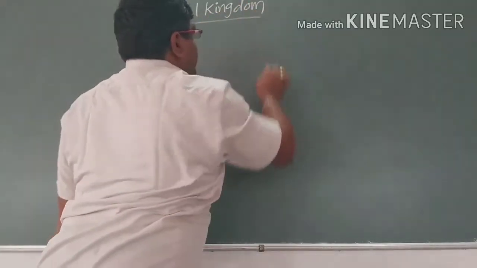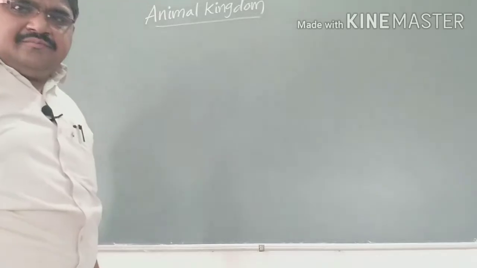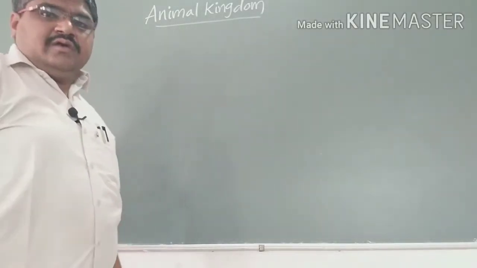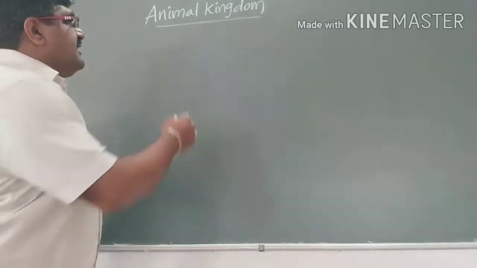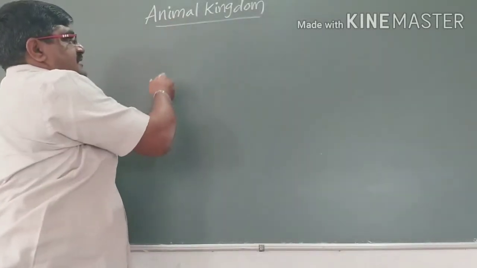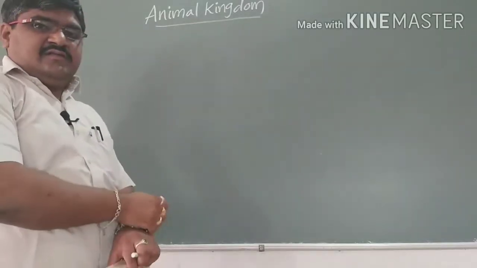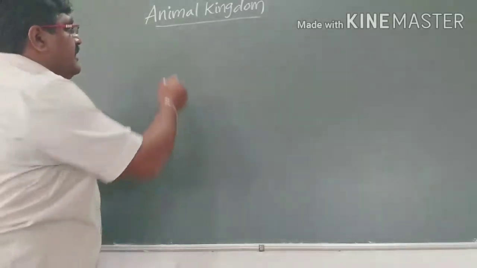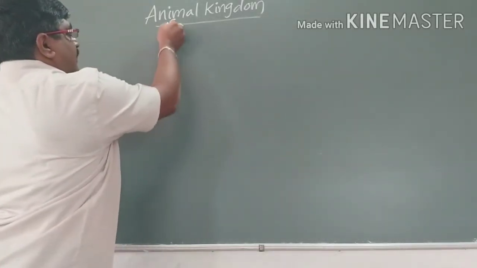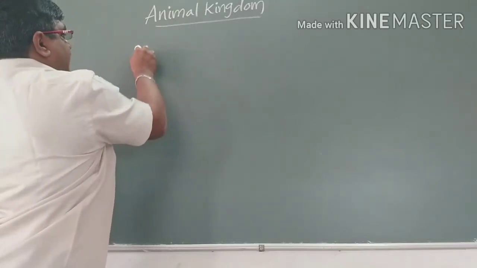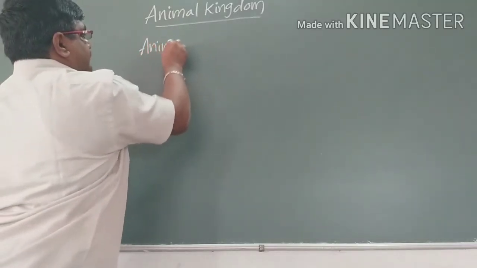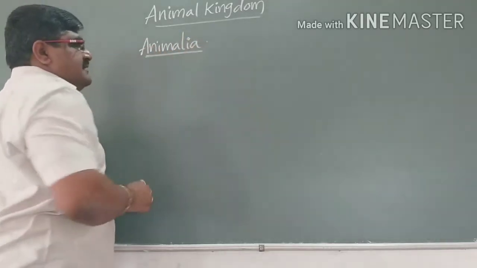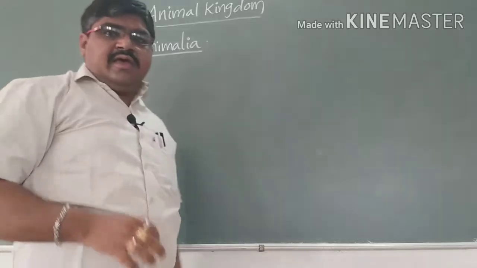So here, what are animals? Animals are the type of members that are grouped under a kingdom called Animalia. All animals belong to the kingdom Animalia. Animalia means all the animals belong to only one kingdom.